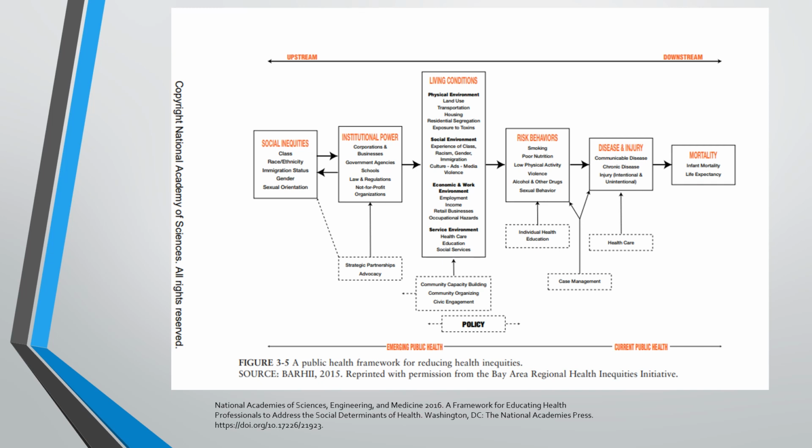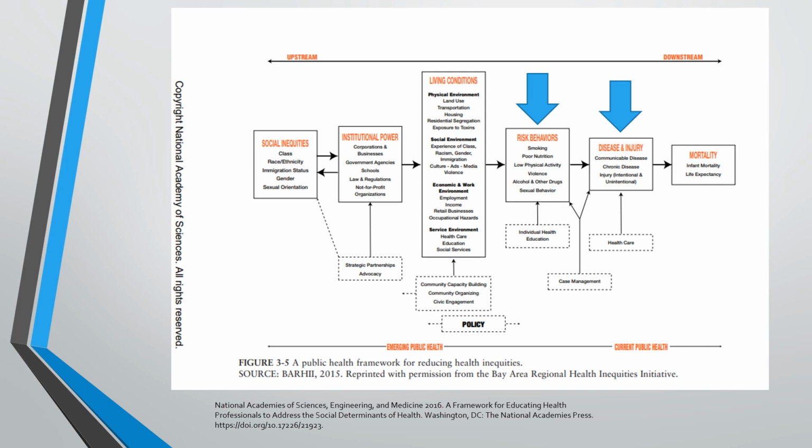We may talk with them about chronic diseases, so hypertension, diabetes, other communicable diseases that they may be coming in for treatment. But we really need to think about how risk behaviors impact that: smoking, poor nutrition, physical activity, violence. But also going back in reverse, how are the patient's living conditions, their social environment, their work environment affecting their behaviors, which are then in turn affecting their injury.